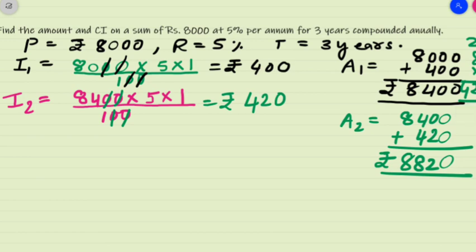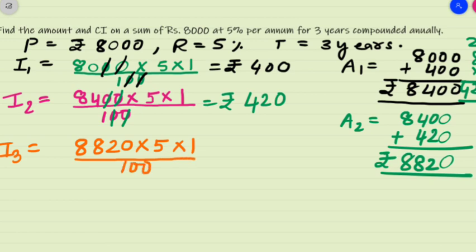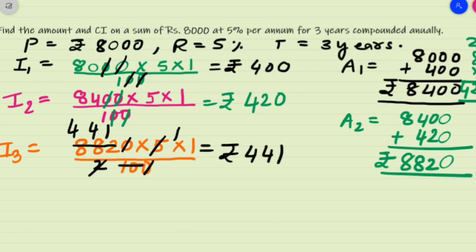So when you will calculate interest for the third year, your principal amount will be 8,820 and that will be multiplied by 5 into 1 divided by 100. Okay, this we are calculating for the third year. Now let us see, cancel the zeros. 5 2s are 10, 5 8s are 40. So here you are getting 441.